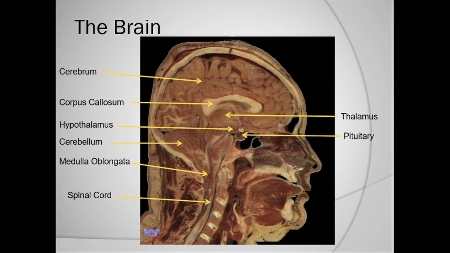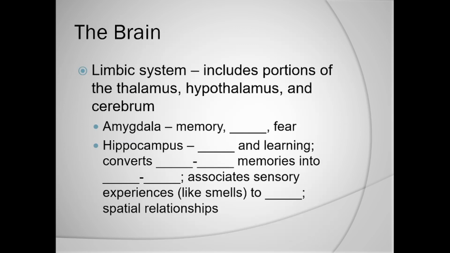So this is just to give you points of reference. Where are these parts of the brain? And hopefully this gives you a better understanding of the anatomy of it and the location in the brain. There's a region of the cerebrum called the limbic system, and it includes portions of the thalamus, hypothalamus, and the cerebrum.